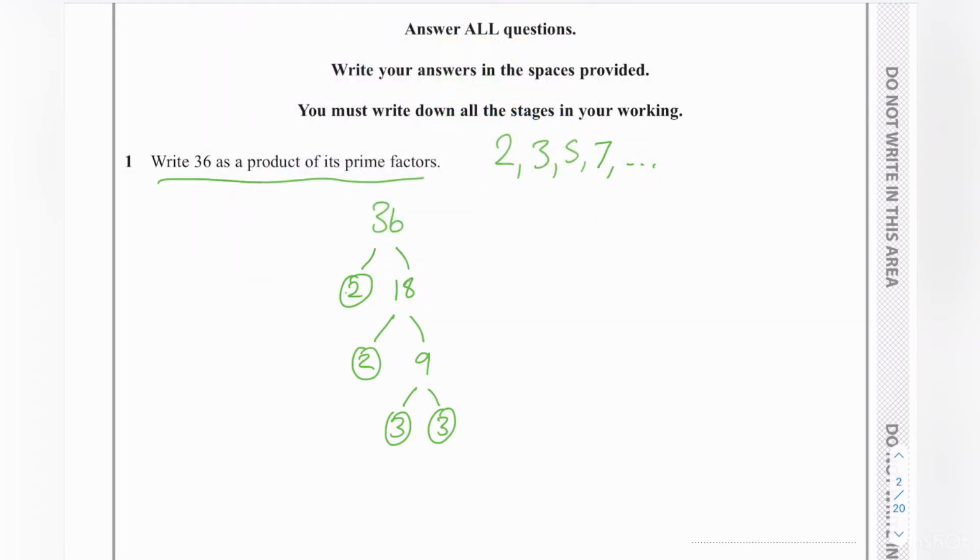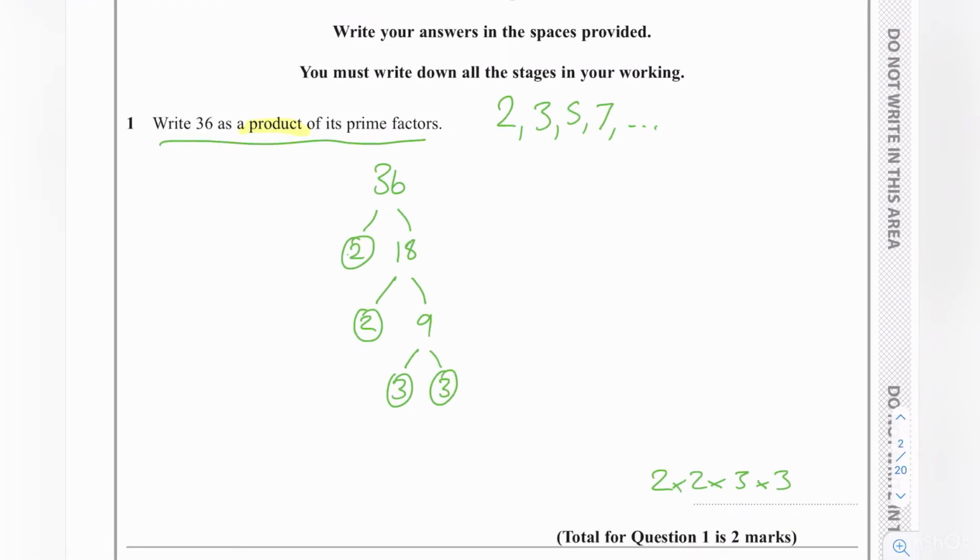Now your hint here in your question tells you that it's a product. Therefore, we need to multiply our numbers in our circles together. You can either write the answer like I've shown below, or you can write it as 2 squared times 3 squared.